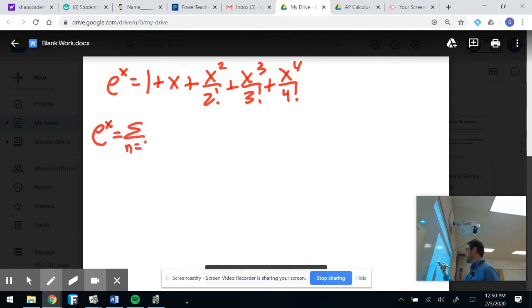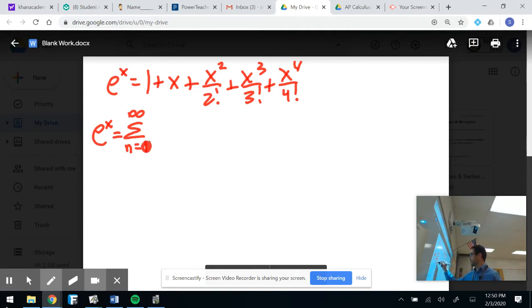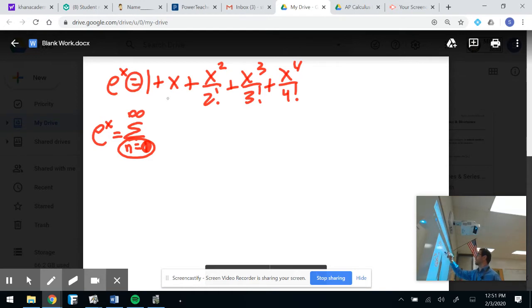n equals 1 to infinity, right? Oh, n equals 0 to infinity, because my first term would be... I probably should have left that blank. I'll help you figure that out. Now I put an equal sign there and add all these terms together, thus making it a series. I need to know what the nth term is. So I have plus, plus. What is the nth term?